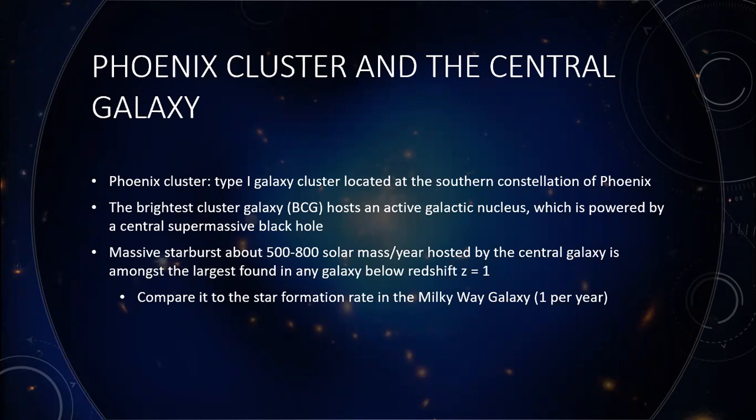The dramatic massive starburst, about 500 to 800 solar masses per year, hosted by the central galaxy, is amongst the largest found in any galaxy below a redshift of z equals 1. So if you don't really have a clue what that sounds like, you can compare it with the star formation rate in our own Milky Way galaxy, which is approximately 1 solar mass each year.